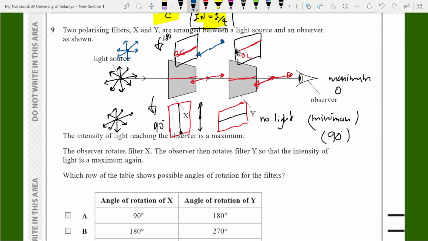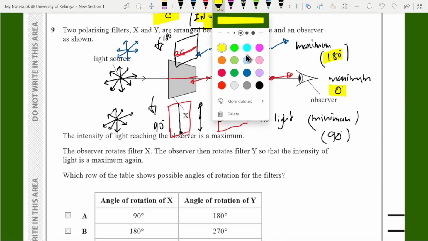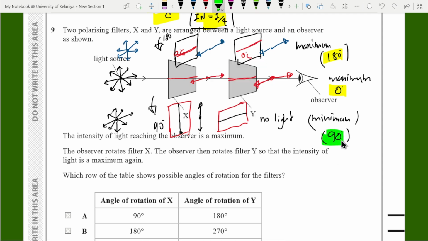Then what will happen again? The light will pass through even the polarizing filter. Why? Because it is horizontally polarized. Now we have a maximum. And what about the angle? It is 180. So if you get angles like 180, 0, 360, 720, you will get maximum. What about angles like 90, 270? I'm talking about the difference of the angle between the polarizing filters. So if it is 90 like that, it will be minimum.